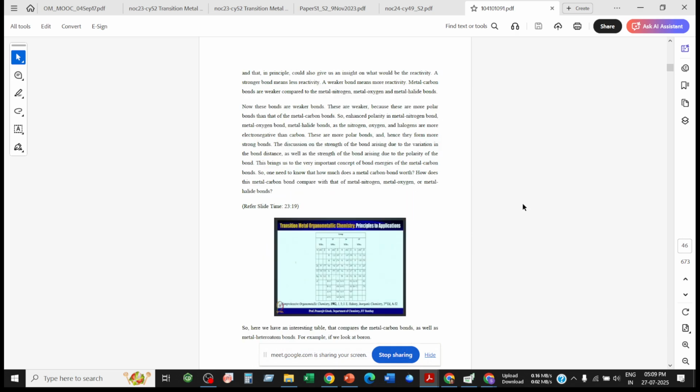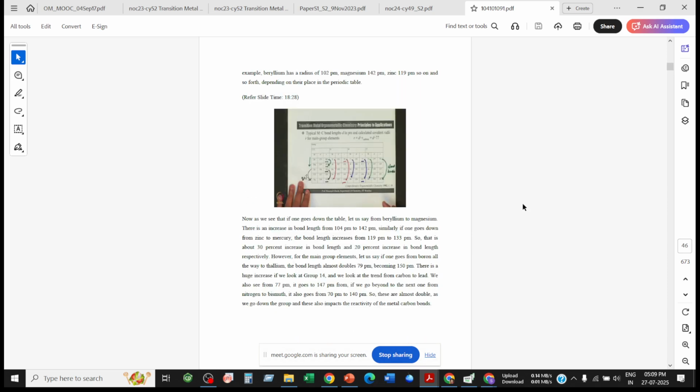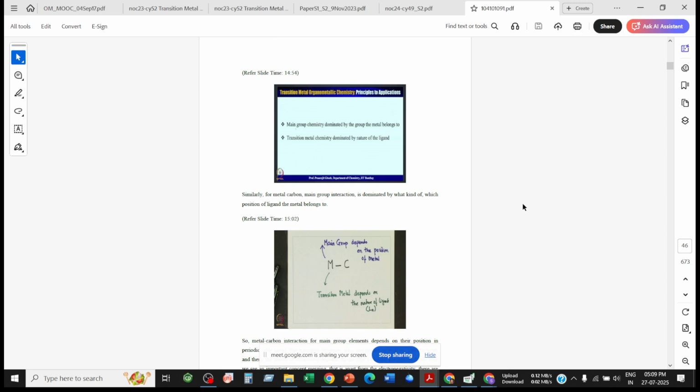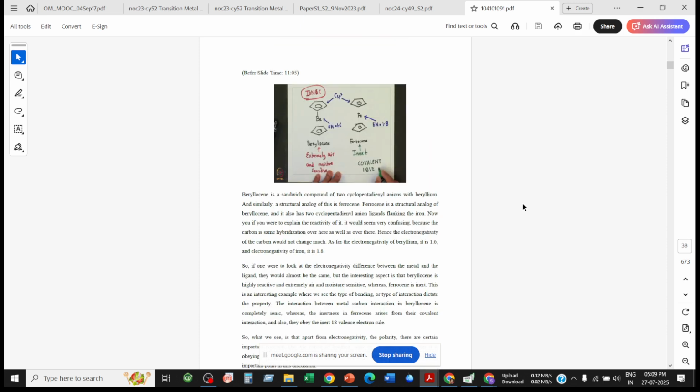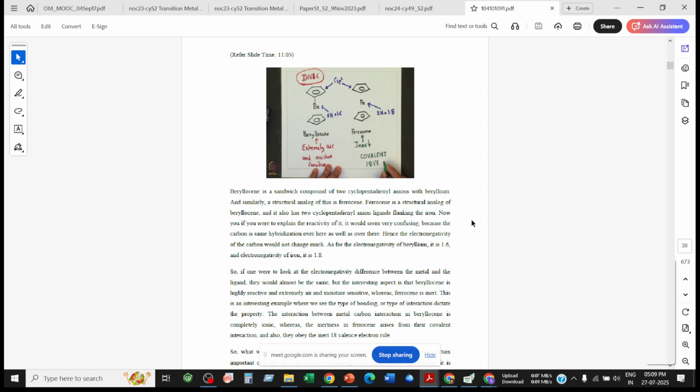Okay, sir. Because beryllium actually falls in the s block. Yes, this one. You can see my screen, right? Yes, sir. You can see that the beryllium complex is extremely air and moisture sensitive, whereas the ferrocene complex is highly inert. The reason is also written in that slide.